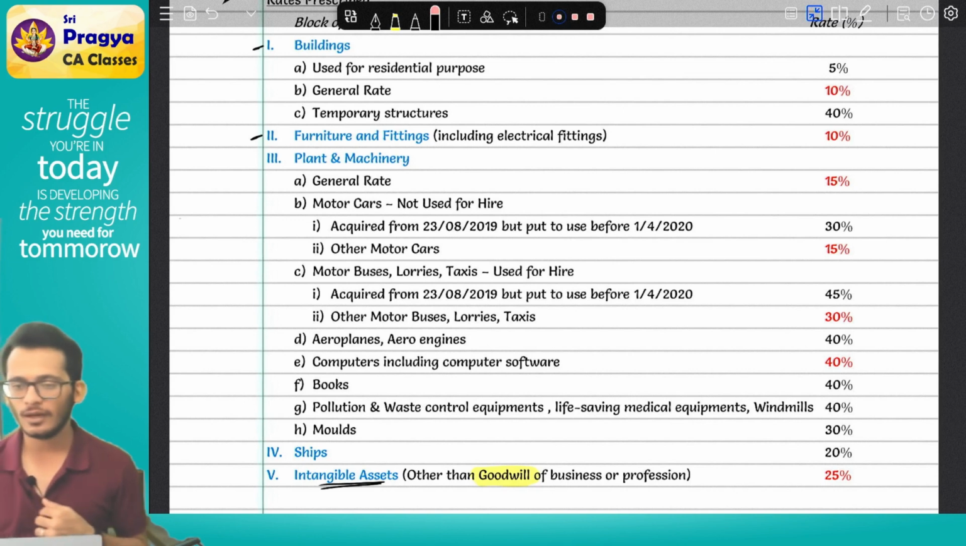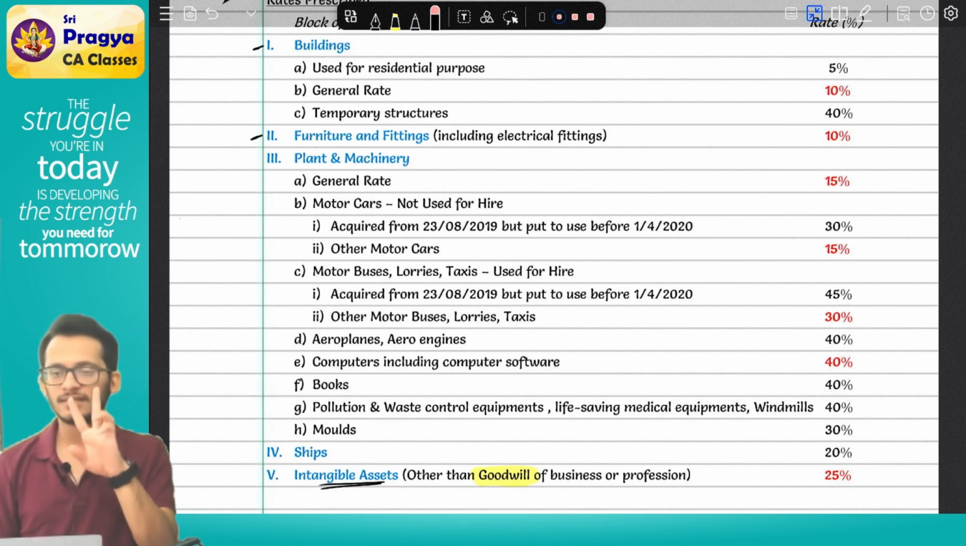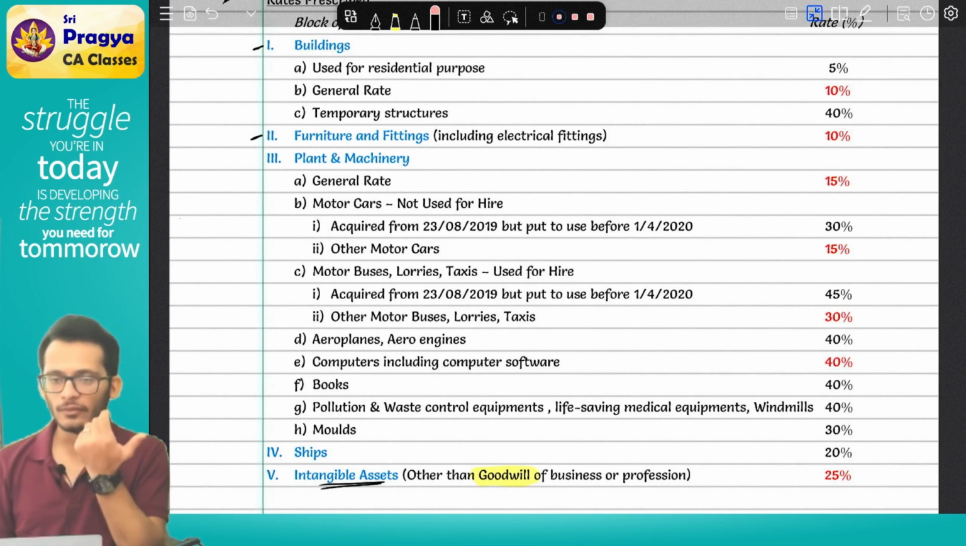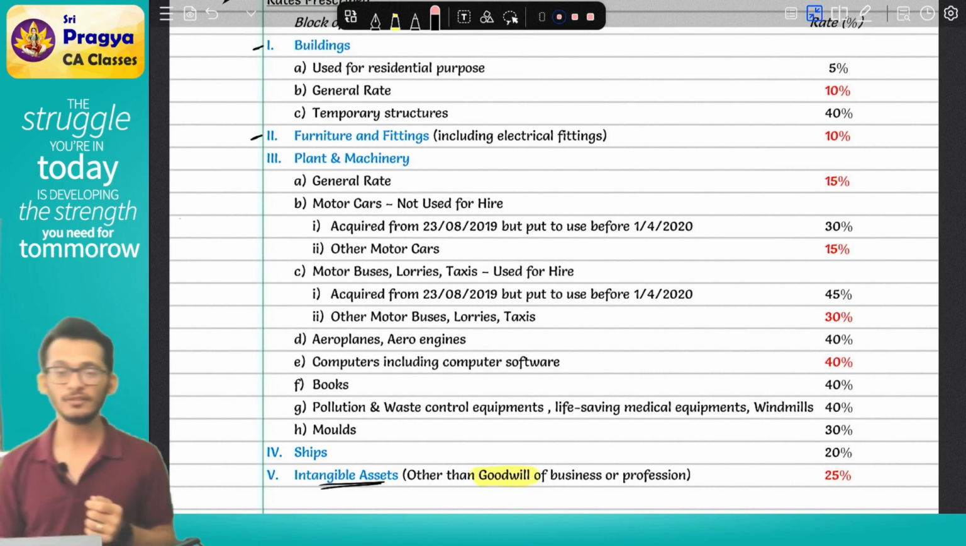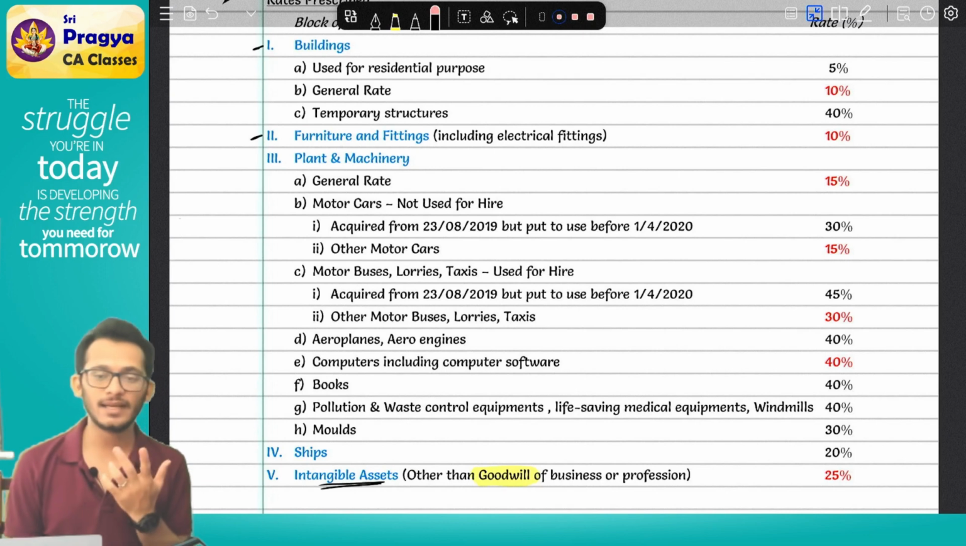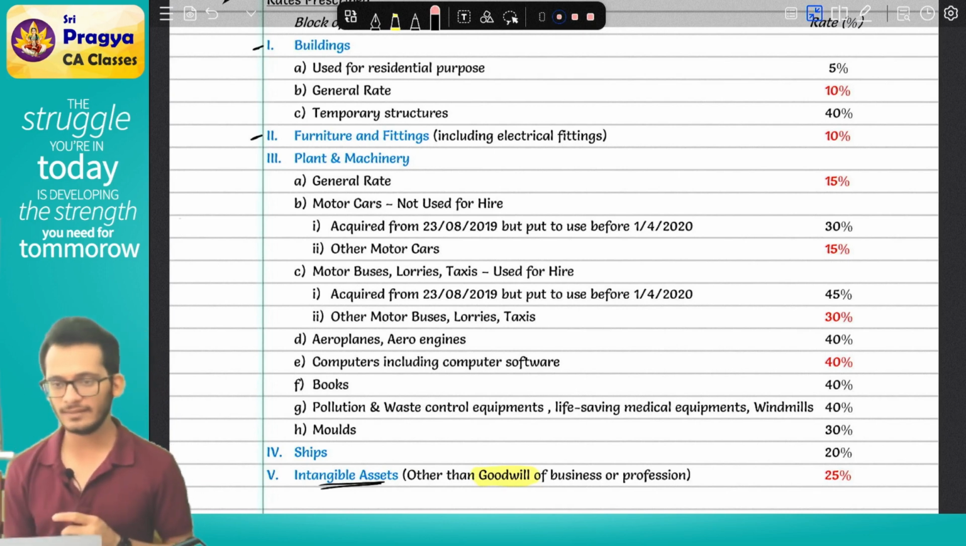Balance items, how to remember? Simple. Ask yourself a simple question. If the asset is depreciating faster, is the life of the asset smaller or bigger? If you say the life of the asset is smaller, the depreciation will become 40. If you say it's a very good product which is going to help the market grow, in that case the rate will become 40. Balance items, you know the rates.